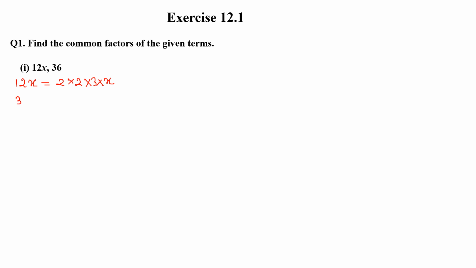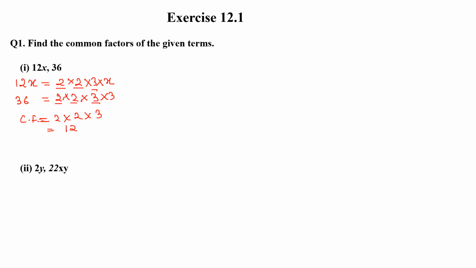And 36 I can write as 4 times 9. 4 I can write as 2 into 2 and 9 I can write as 3 into 3. Now you have to find what are the common factors which are present in both. So you can see 2 and 2 is present in both. Again one more pair of 2 and 2 is there and then one more pair of 3. So from here I can write the common factor will be 2 into 2 into 3, which will give me 2 into 2 is 4, 4 into 3 is 12. So I am writing here common factor in short as CF.